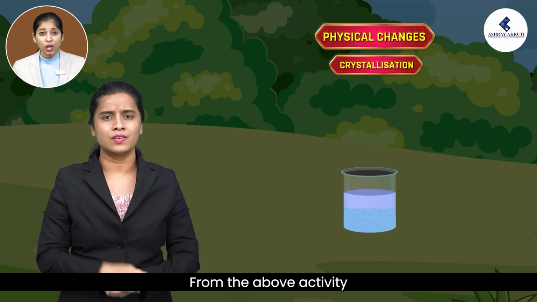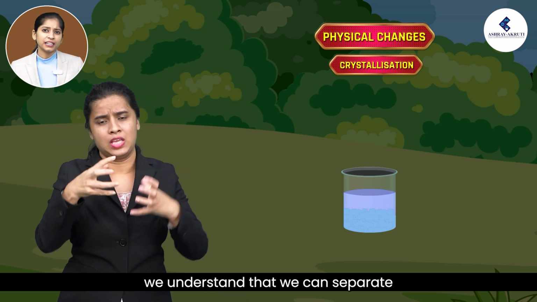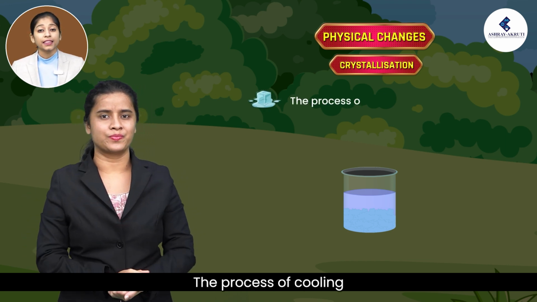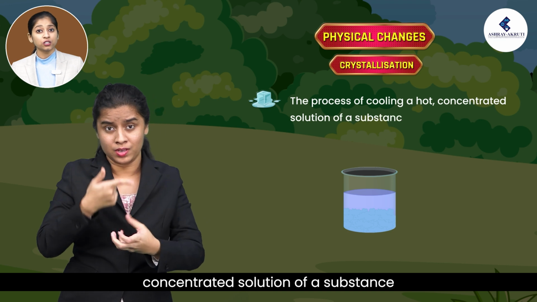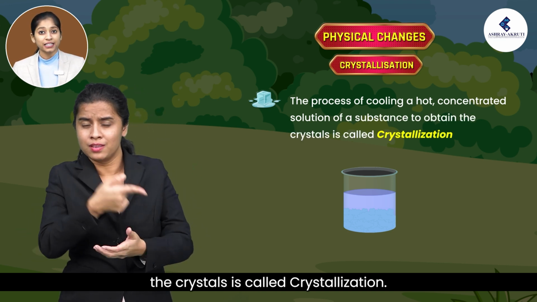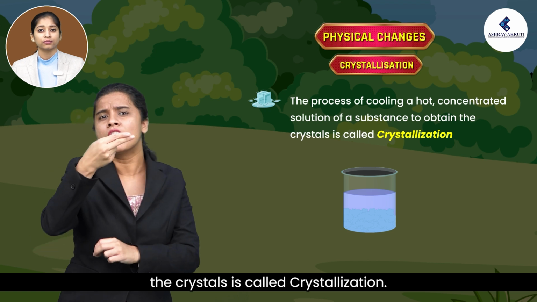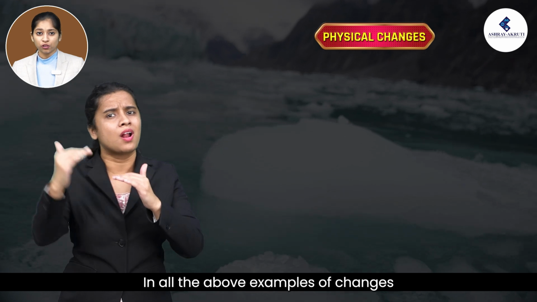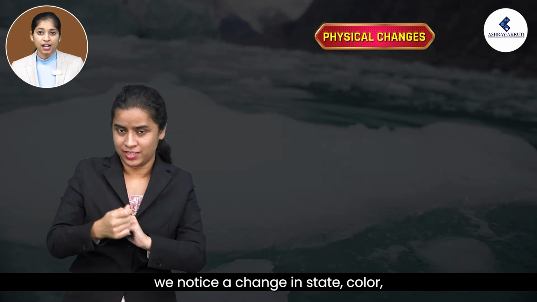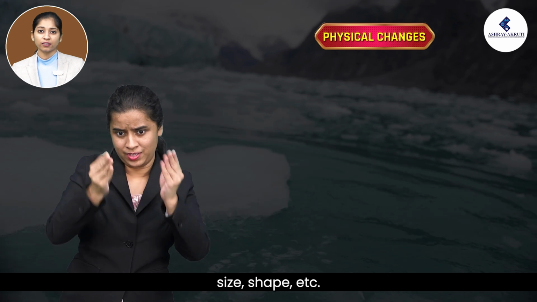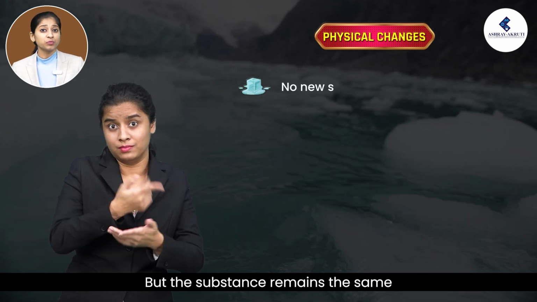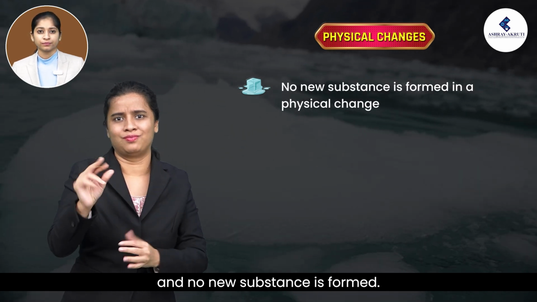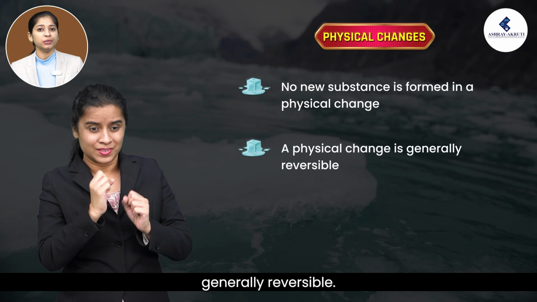From the above activity, we understand that we can separate dissolved substances in the form of crystals. The process of cooling a hot, concentrated solution of a substance to obtain the crystals is called crystallization. In all the above examples of changes, we notice a change in state, color, size, shape, etc., but the substance remains the same and no new substance is formed. A physical change is generally reversible.